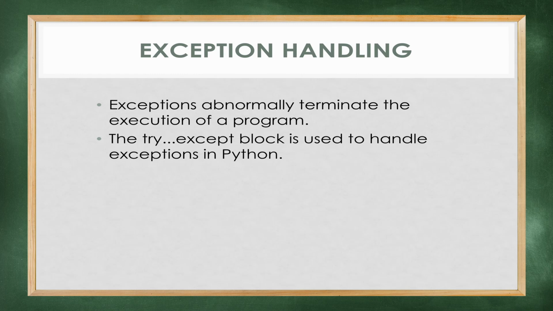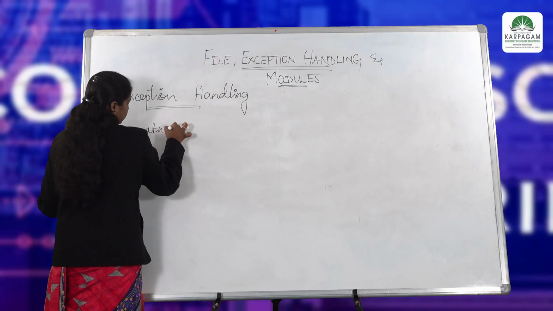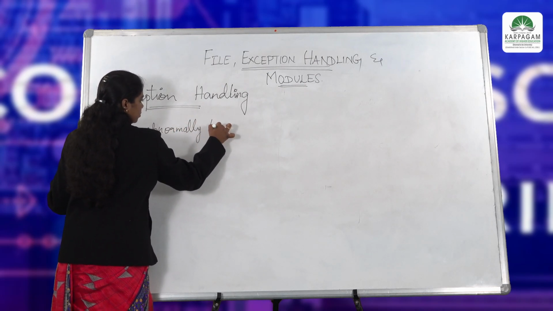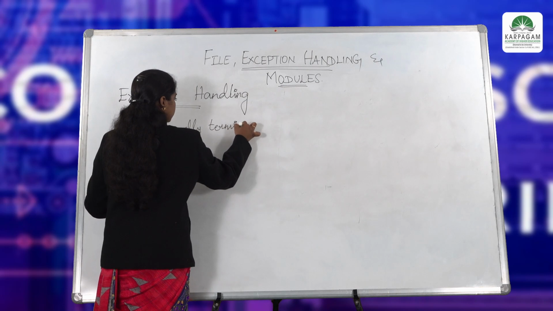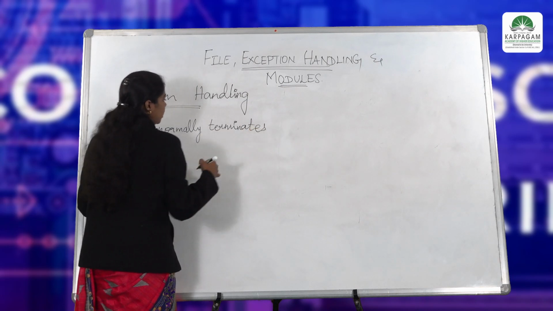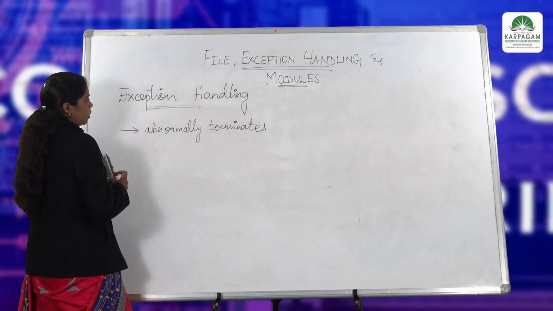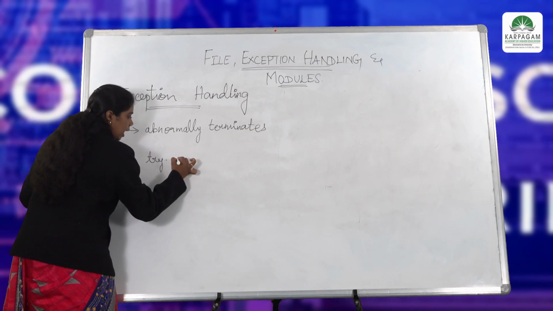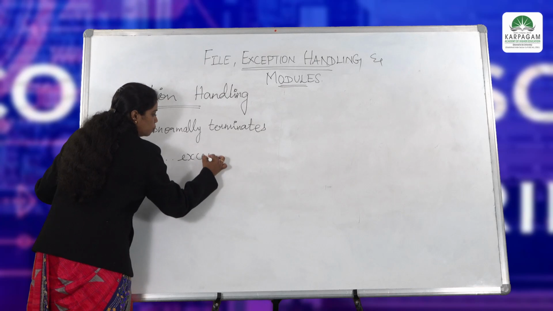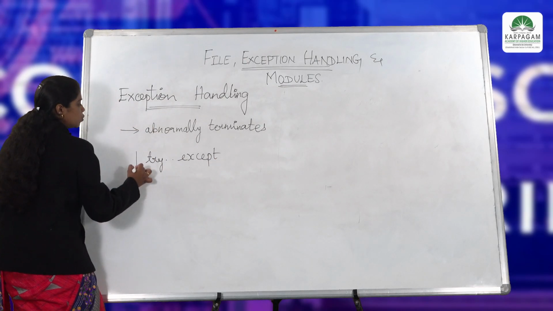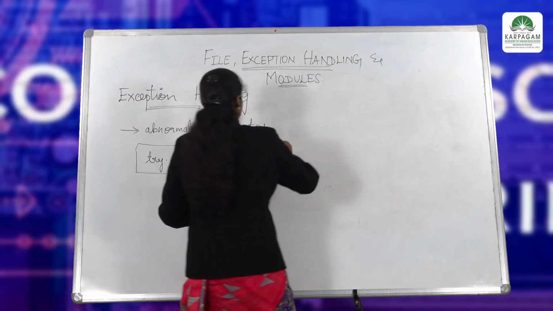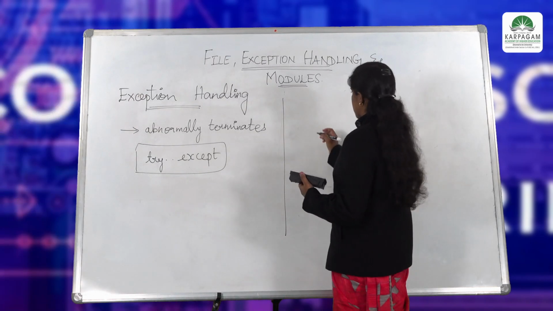An exception abnormally terminates the execution of the program. We'll see an example. For this, the try except block is used to find the exceptions in the program. We'll see the syntax along with the example.